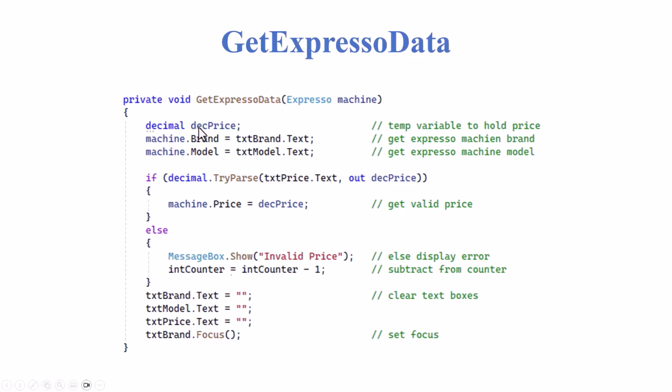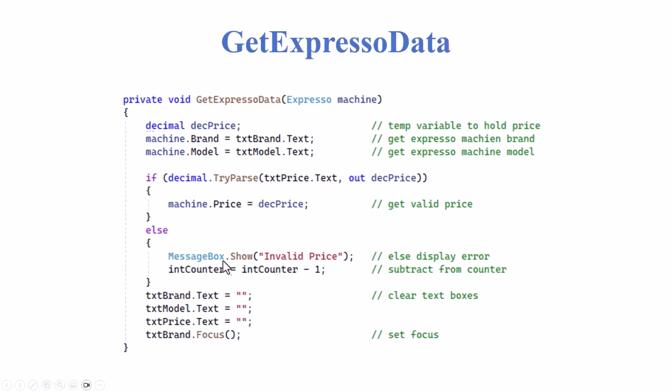Our decimal is equal to DEC price. We're going to set up a variable here. Then our machine.brand will be equal to textbrand.text. Model, text model.text. And we do the same thing we did before in our other video, where we take our decimal, we try parse it to see that it is indeed a valid decimal number, or a number that can be converted to a decimal, and the decimal price is now equal to machine price, and that brings that in. So the 3 pieces get brought into the class object here.